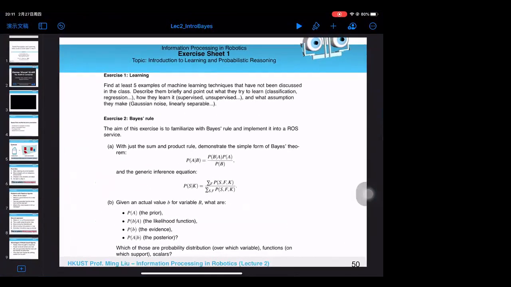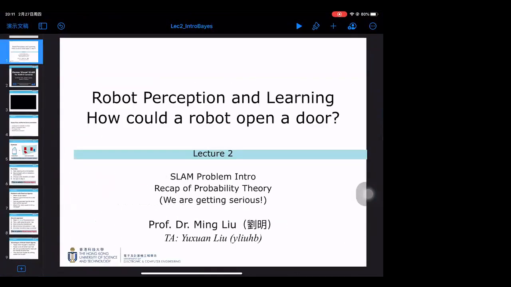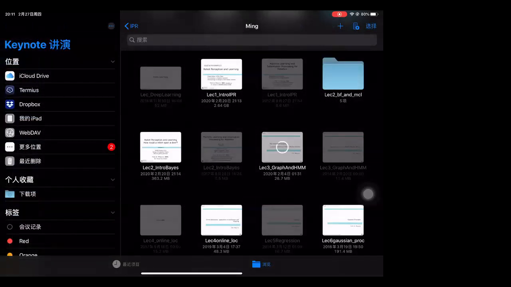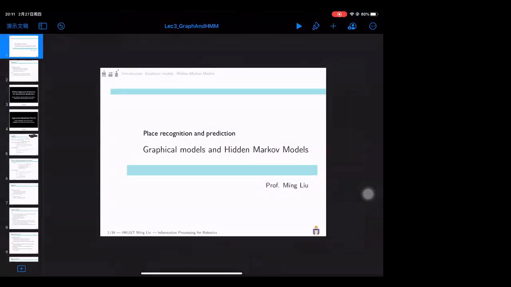Yeah, that's about the general introduction of SLAM, and we have some probability theory. Also, we introduced the dynamic Bayes equation, the dynamic Bayes process. Let me find lecture 3.